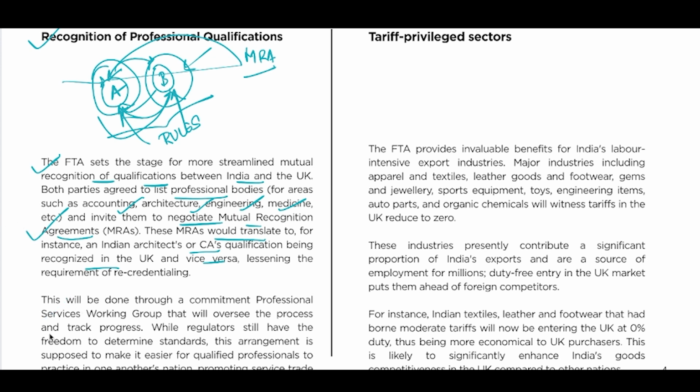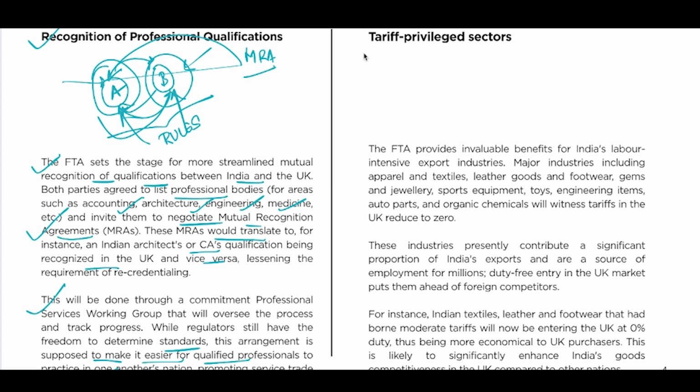This will be done through commitment. So how will this be done? This will be done through a professional services working group that will oversee the process and track progress. While regulators still have the freedom to determine standards, this arrangement is supposed to make it easier for qualified professionals to practice in each other's nations, promoting services trade integration and mobility.